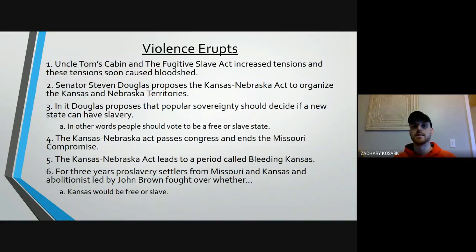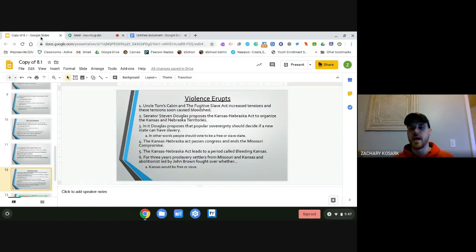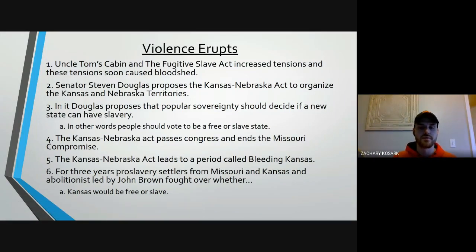It is essentially a mini civil war, because within the territory of Kansas on this map, not like the state of Kansas, within this whole territory of Kansas, you have two sides going at it in terms of actual violence and fighting. For 3 years, pro-slavery settlers from Missouri, people that wanted slavery in Kansas, went against abolitionists, people that were anti-slavery, and were led by John Brown. They fought over whether or not Kansas would be a free or slave state.